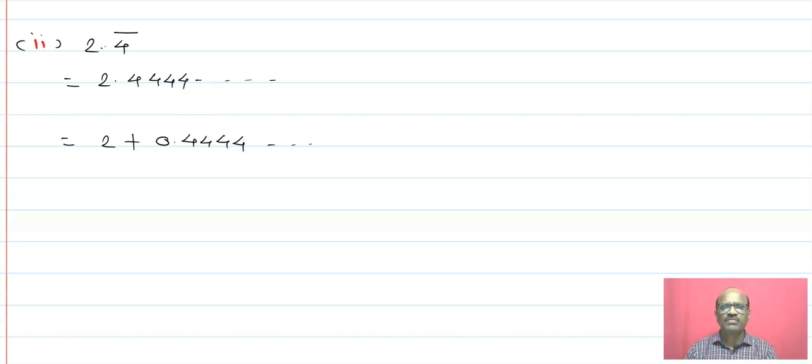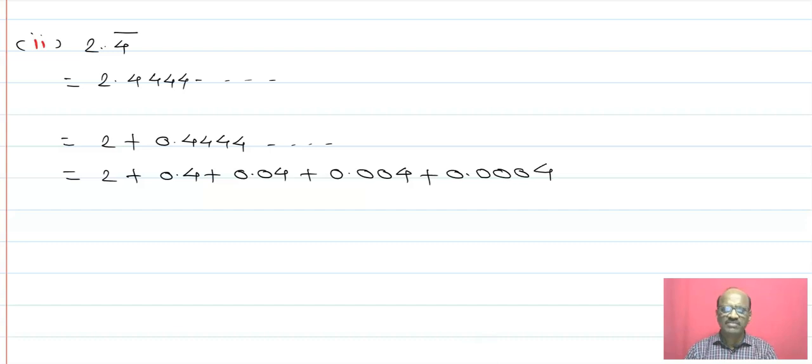Now next is 2.4 bar, that is 4 is recurring there. Therefore 2 plus 0.4444. Again it is written as 2 plus 0.4 plus 0.04 plus 0.004, and in this way. Now we have to keep 2 aside, then we will add these two, but first we will find out s.